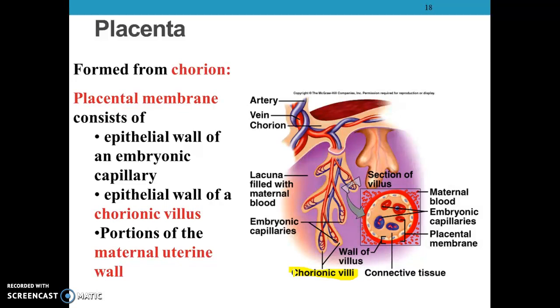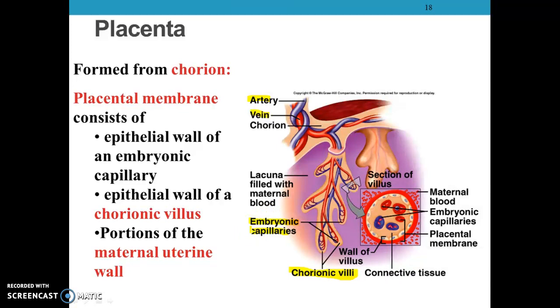The placental membrane is made up of a few different layers. It's the epithelial wall of the embryonic capillary. It's kind of a lot of words, but what that means, embryonic capillary, means that the embryo is going to be somewhere above this picture, and then leaving from the embryo, from the umbilical region, what's eventually going to become the belly button, we have umbilical arteries and umbilical veins. Those are going to branch further and further until we get into these small blood vessels called embryonic capillaries.